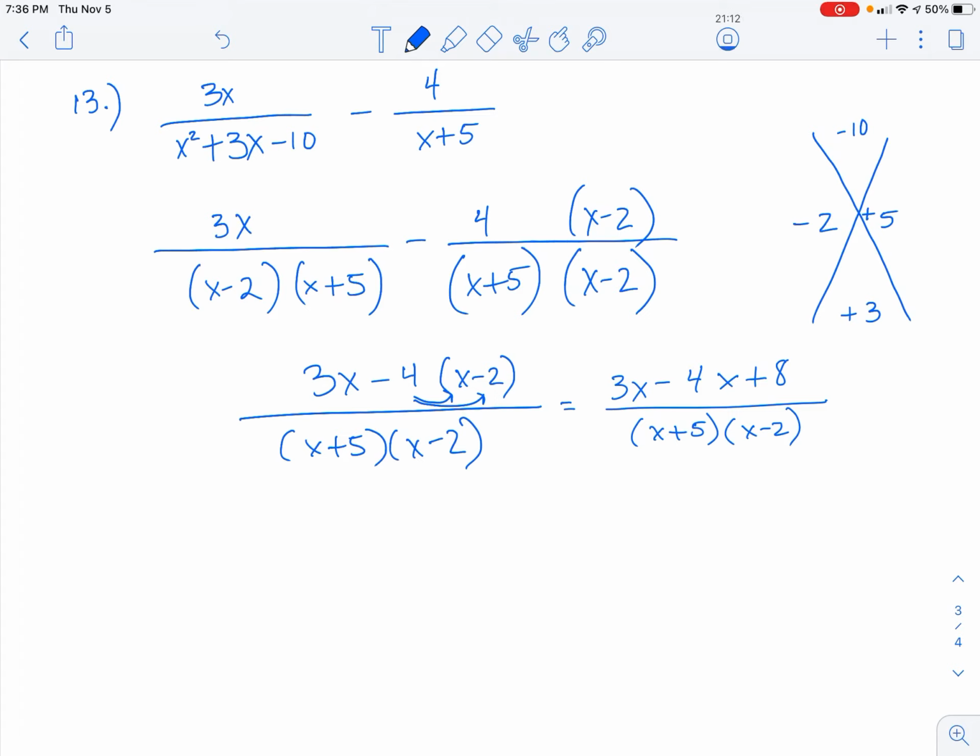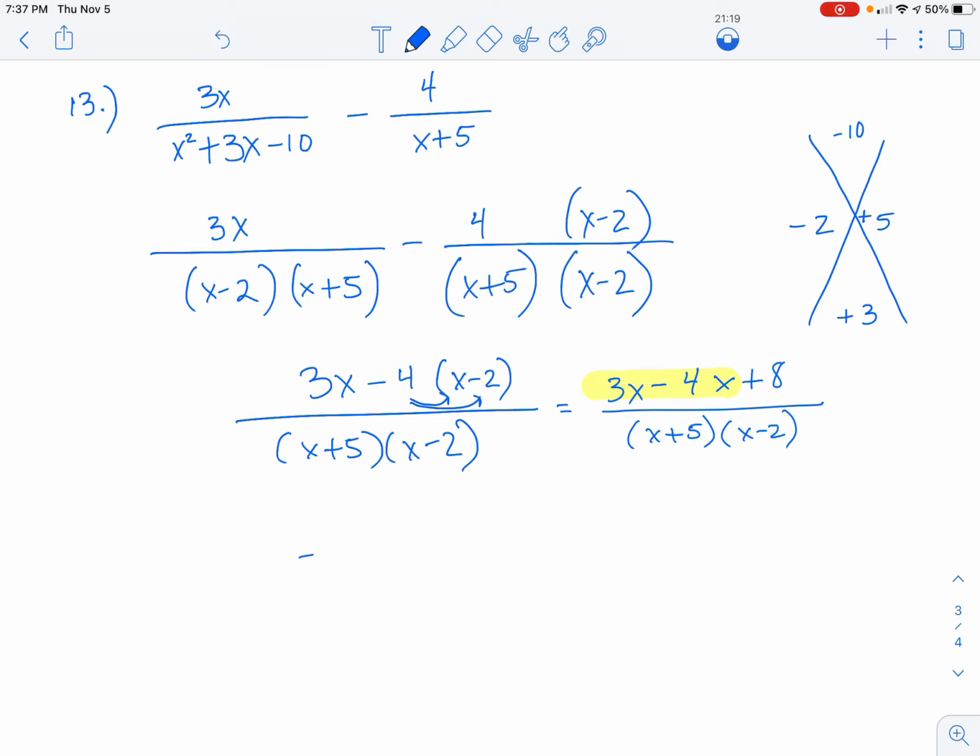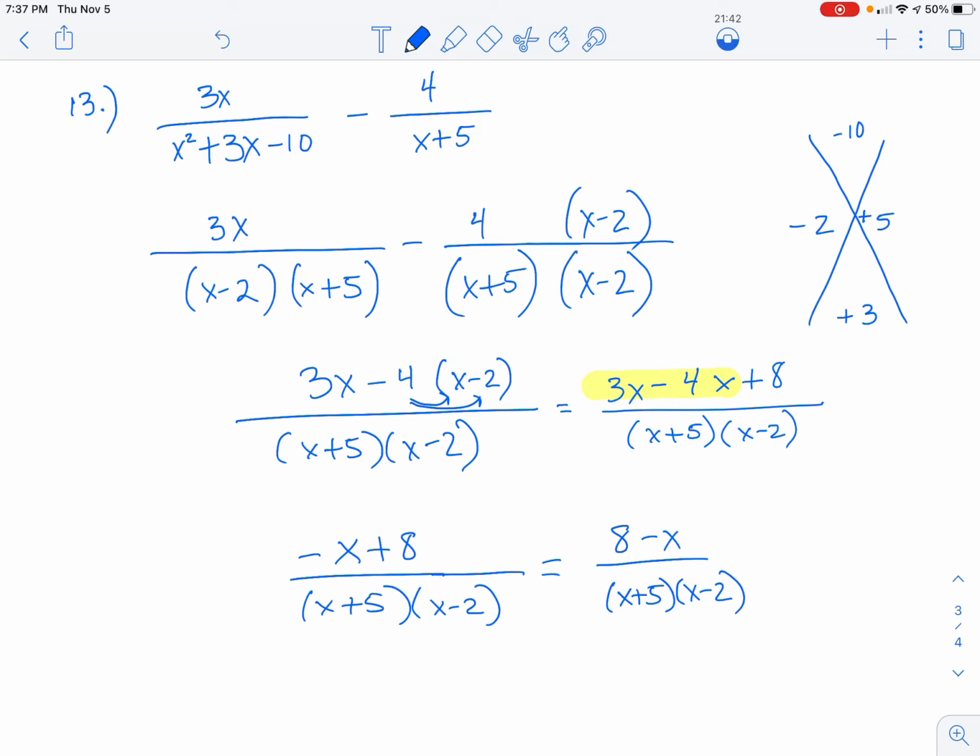So hopefully you did. I notice here that I have x terms that I can actually put together. So 3x minus 4x is a negative x, plus 8, over that big denominator, x plus 5 times x minus 2. Now, if you caught this early enough, we don't usually like the negative x on the outside, so you probably would turn this around to say 8 minus x, and then put that denominator down here. And if you caught that before this last step and wrote it over here, that's fine. But this would actually be your fully simplified answer.